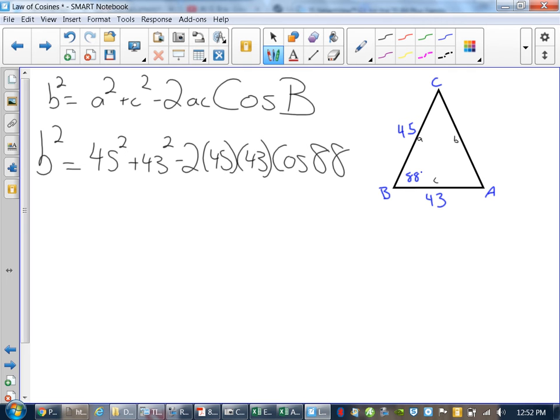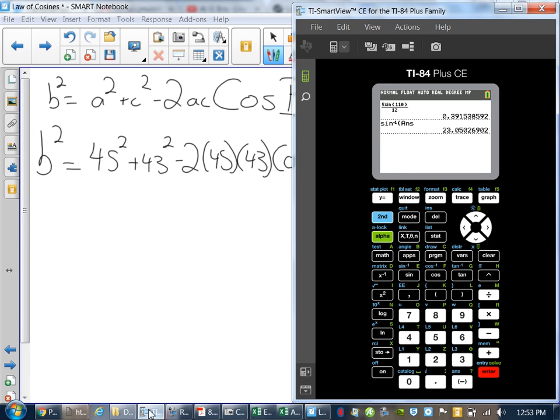Now, if you look at that, it looks awful. But is it just going to be some number equals b squared? Are there any variables on the right-hand side? No. You go right to the calculator and type it in, exactly the way you wrote it.